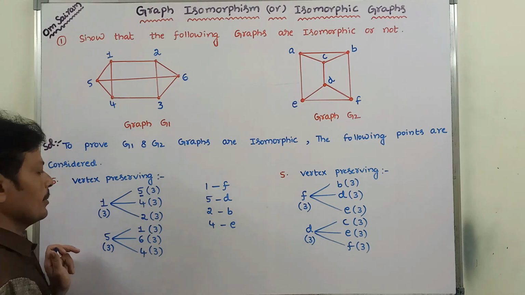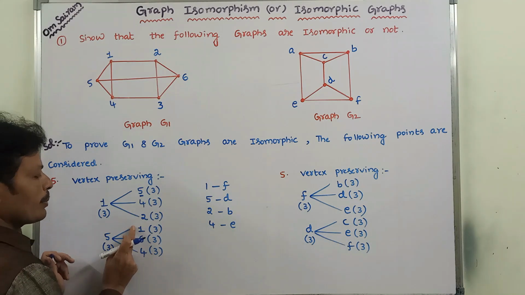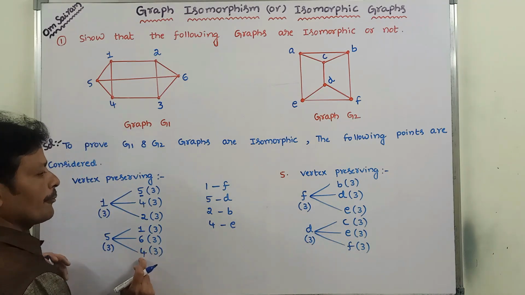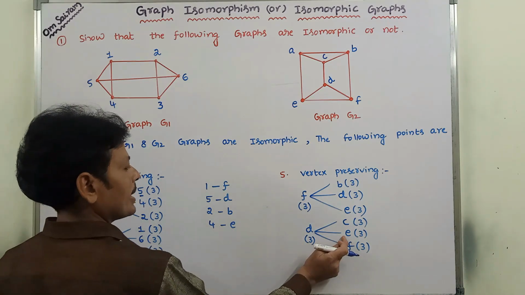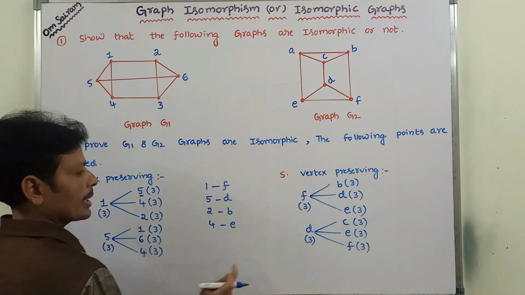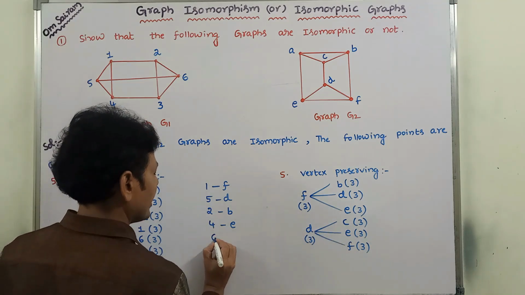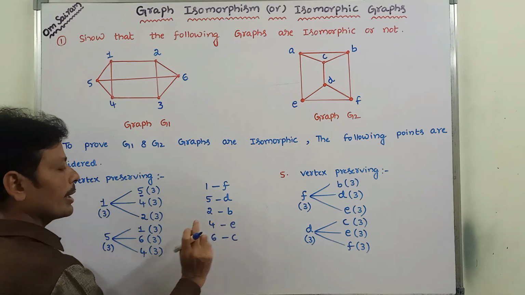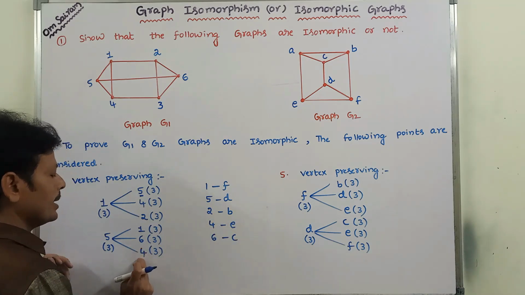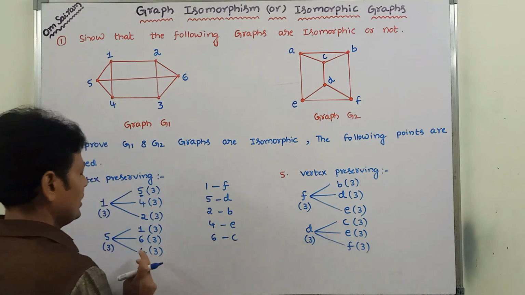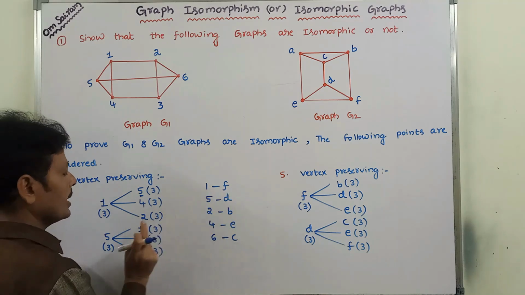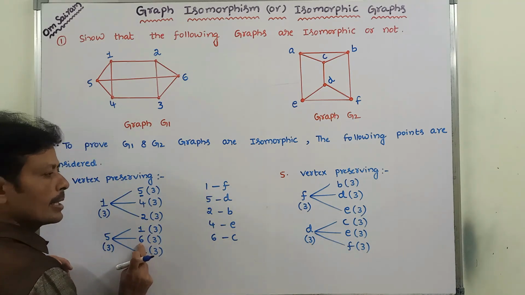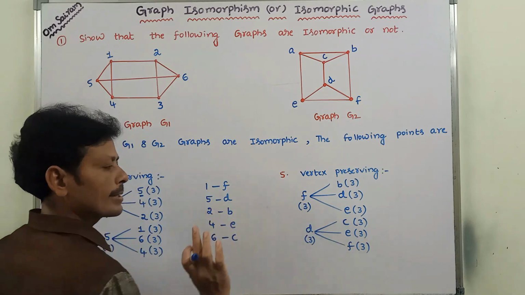Next one is 1 corresponding vertex is F. Next one 4 corresponding vertex is E. Next 6 corresponding vertex is C. So here I have already written 4 corresponding vertex is E, 1 corresponding vertex is F. The remaining is 6. 6 corresponding vertex is C.